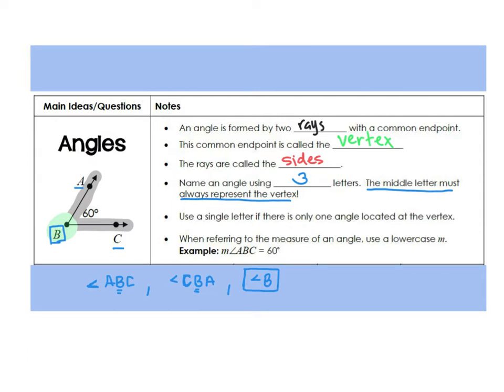All right? When we're referencing the measure of an angle, use a lowercase m. So if I ask, can you tell me the measurement of this angle? You would call it the measurement of angle ABC is equal to 60. You can also say the measurement of angle CBA is equal to 60 degrees, and the measurement of angle B is equal to 60 degrees. Okay, that's what the last bullet point says. Again, this is just information.